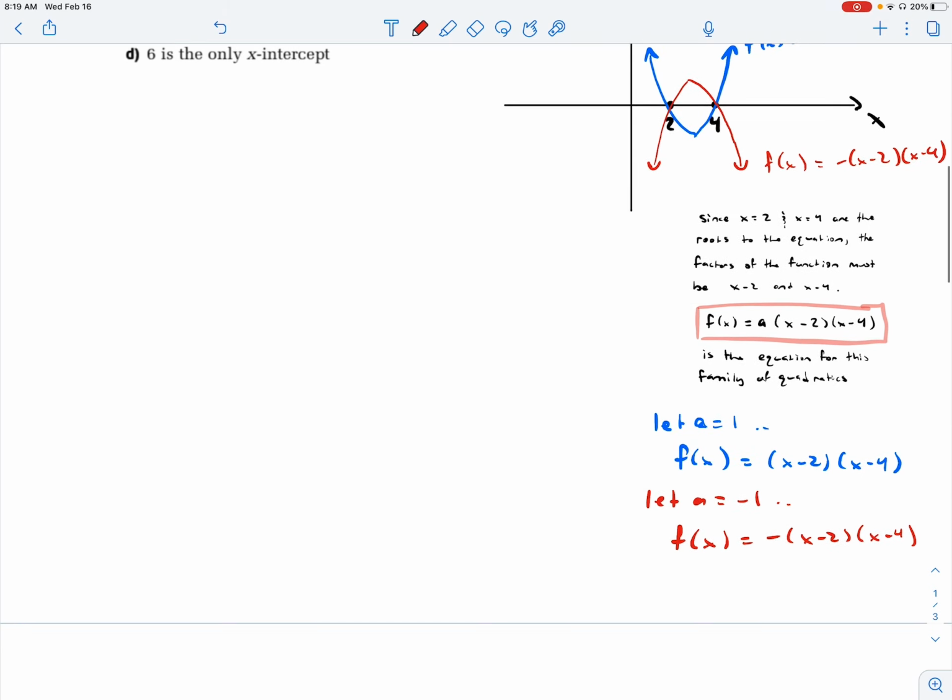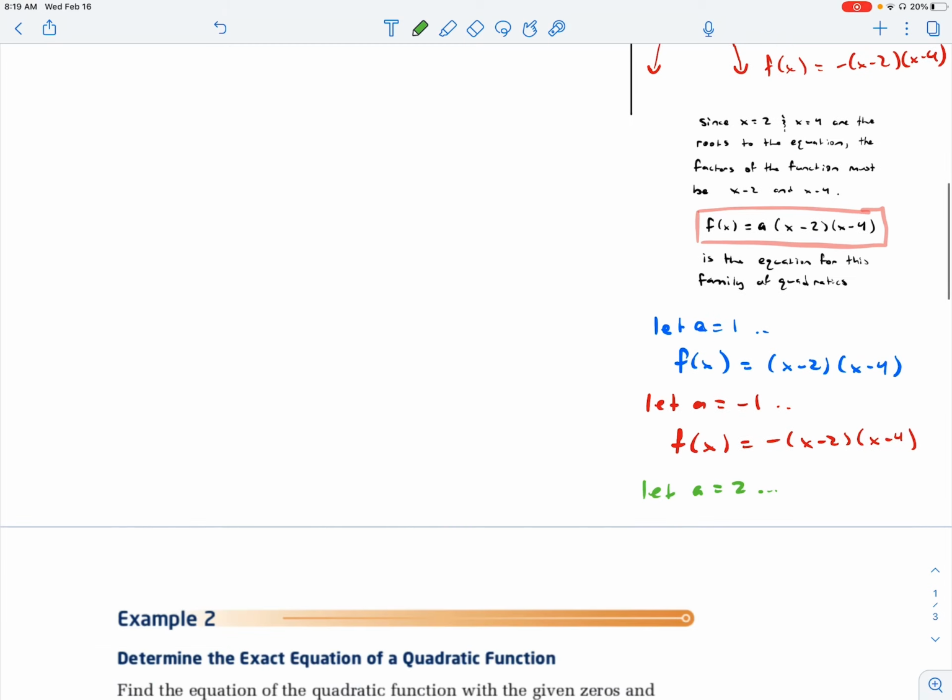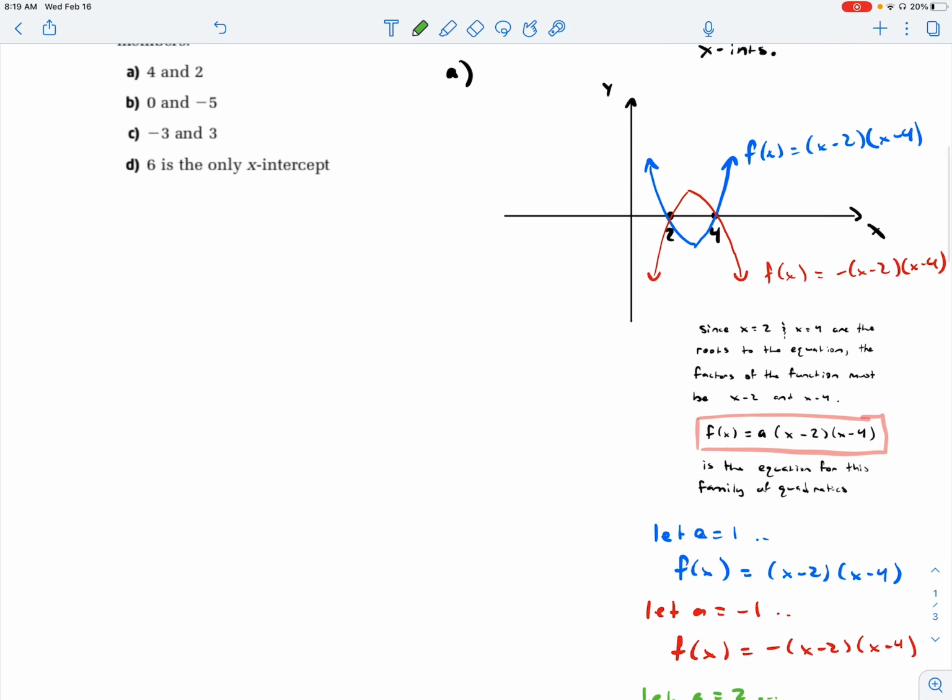Okay, and I can plot one more member. We'll go with a really skinny one. We'll do A equals 2. So we're going to get f of x equal to 2 times x minus 2, x minus 4. So that one's going to be a little bit more stretched than the blue one. So I'm just going to exaggerate that a bit. All right. Okay, so those are 3 members, all part of this family of quadratics right here.